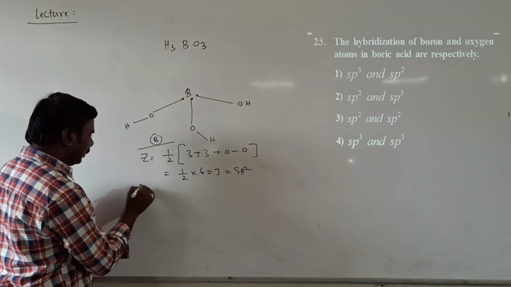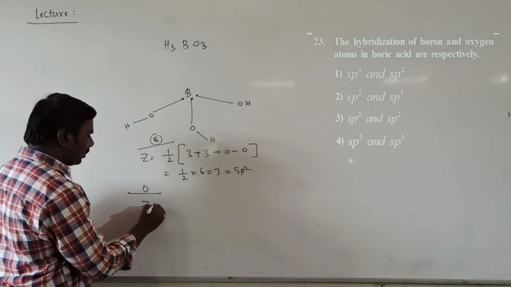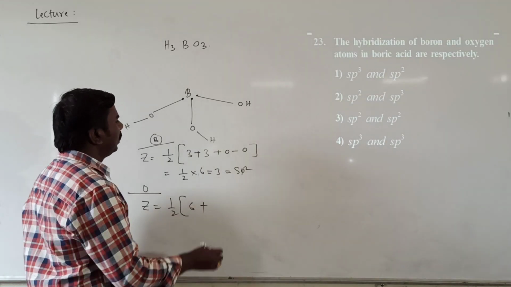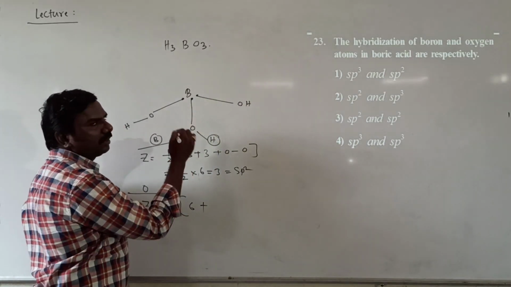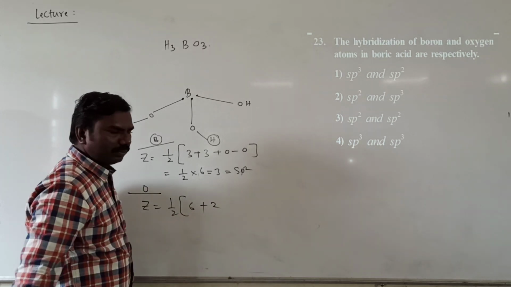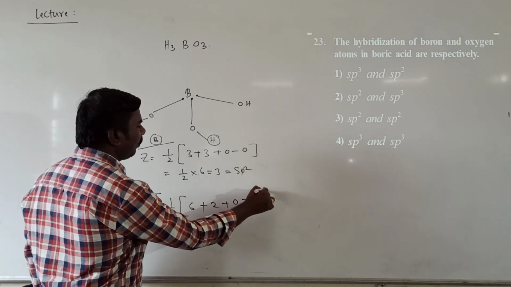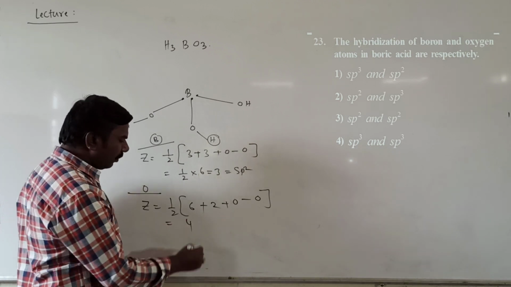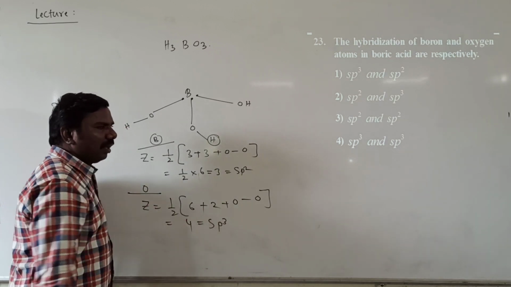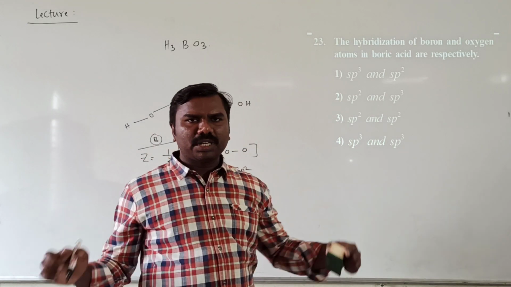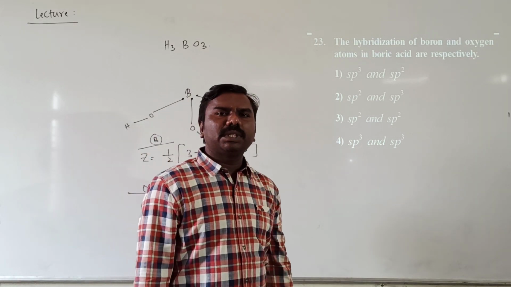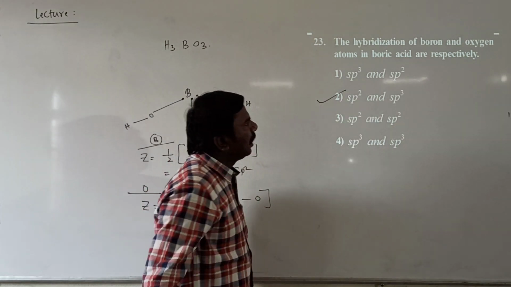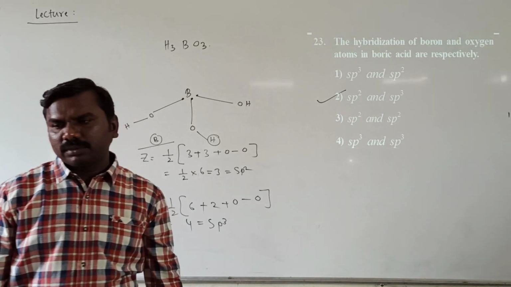If you observe oxygen, valence electrons are 6, plus 1 from this one and another one from the other atom. You consider both atoms, so 8, no positive, no negative charge. Half of 8 means you will get 4. Oxygen undergoes sp3 with angular shape. Boron undergoes sp2 with trigonal planar shape. So the answer is sp2 and sp3, boron sp2.